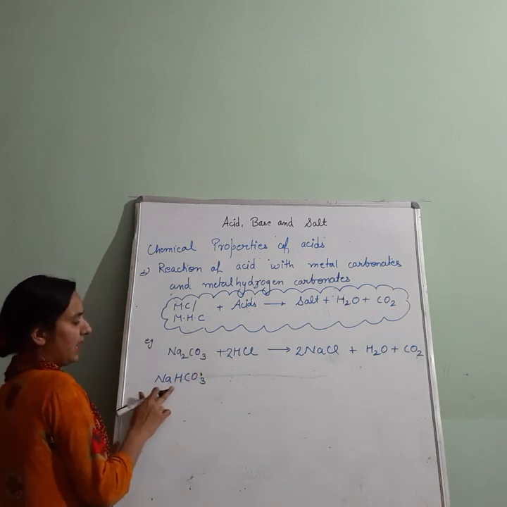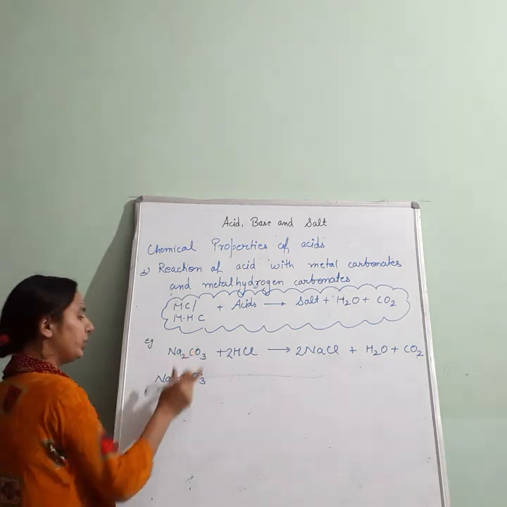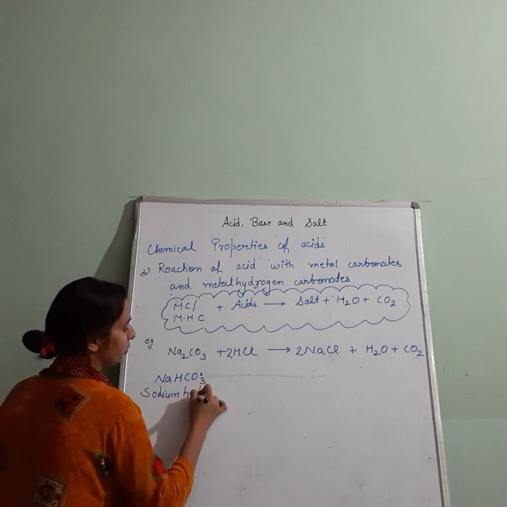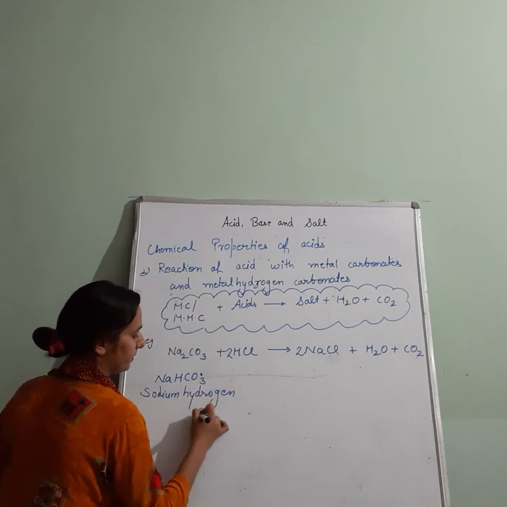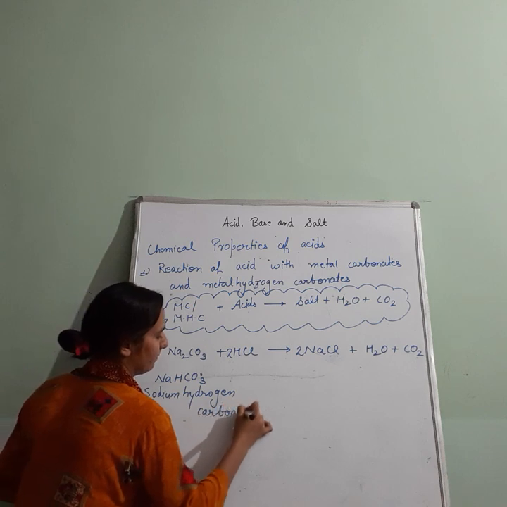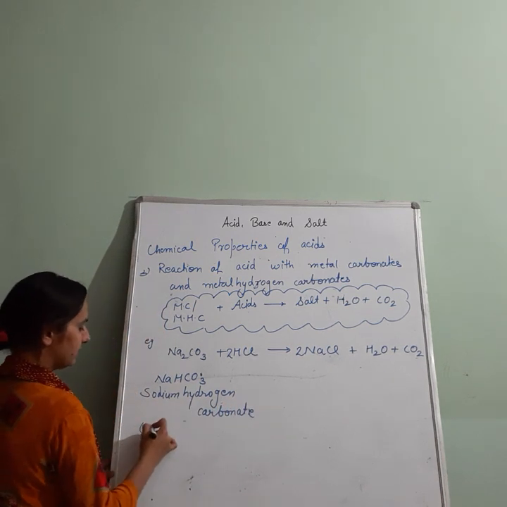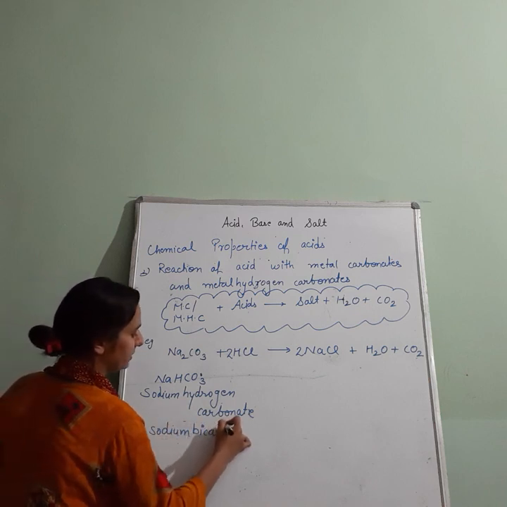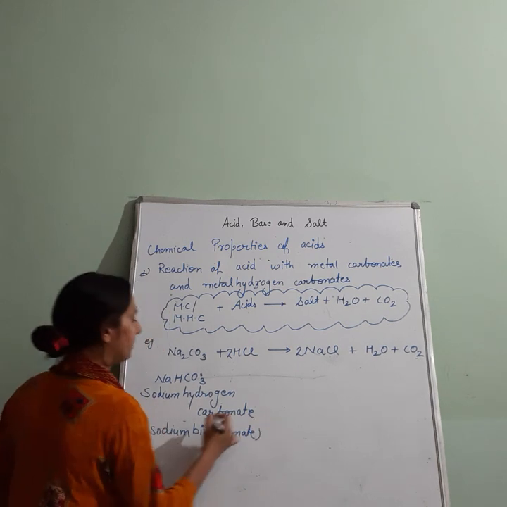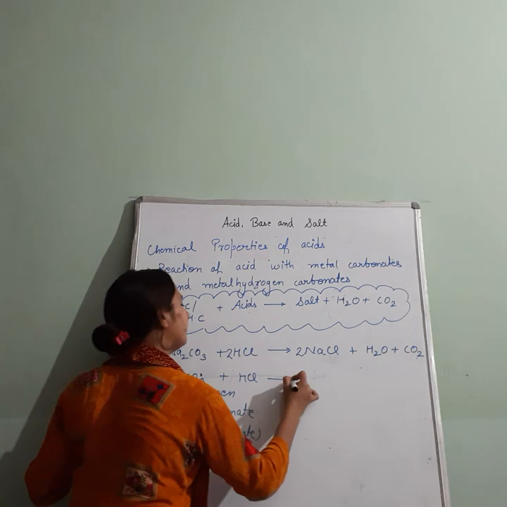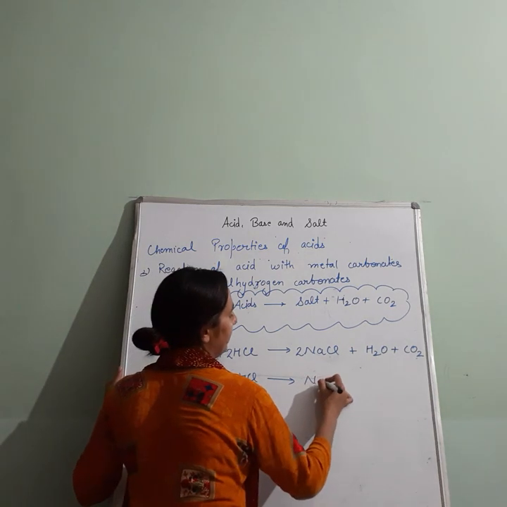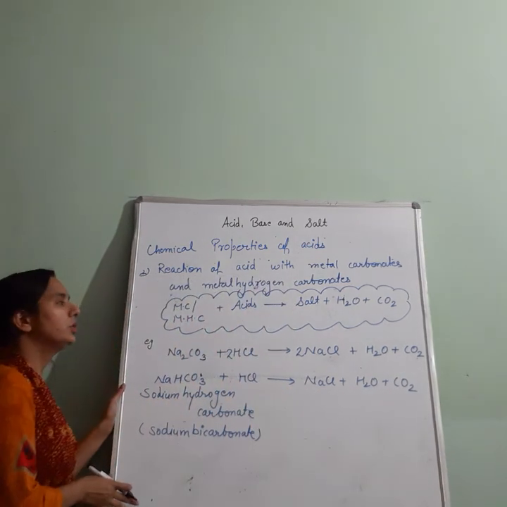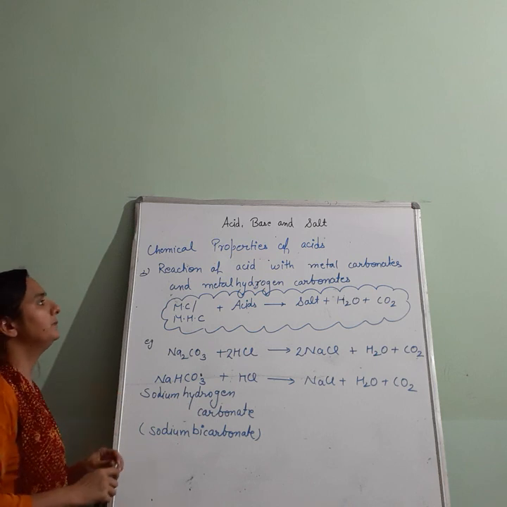NaHCO3, metal hydrogen carbonate. This compound is sodium hydrogen carbonate, also known as sodium bicarbonate. When it reacts with HCl, it forms NaCl plus water plus CO2. The reaction is automatically balanced. Note it down.